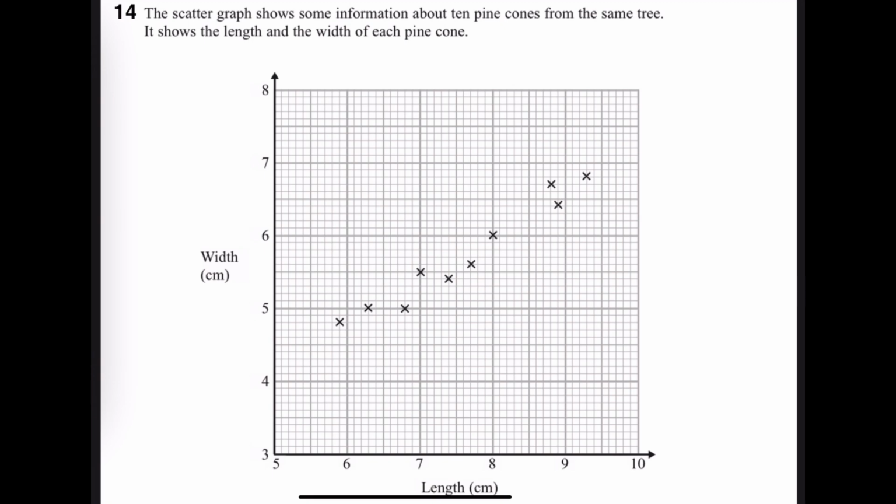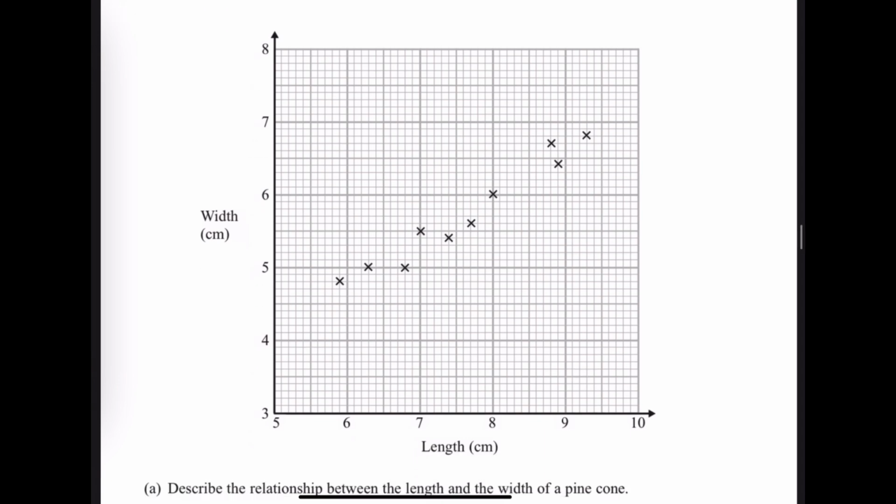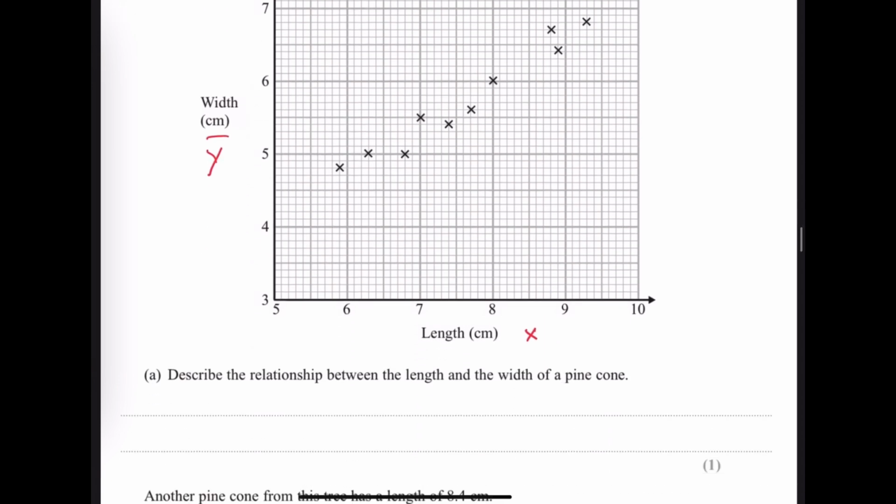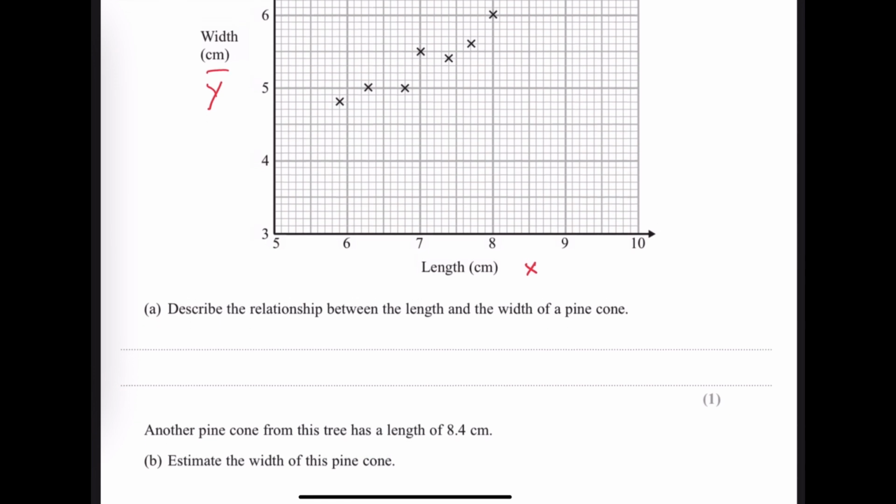The scatter graph shows some information about 10 pine cones from the same tree. It shows the length and width of each pine cone. So we have width on the y-axis and length on the x-axis. A. Describe the relationship between the length and the width of the pine cone.